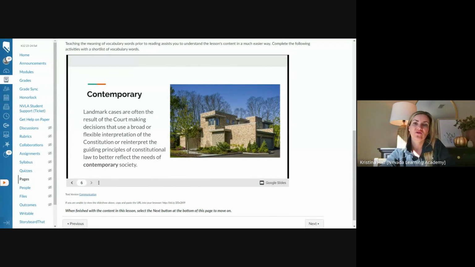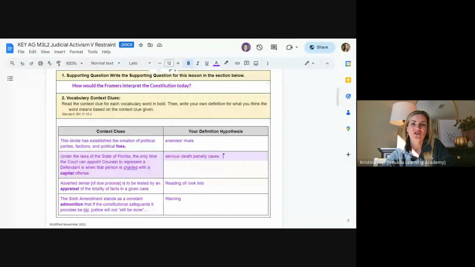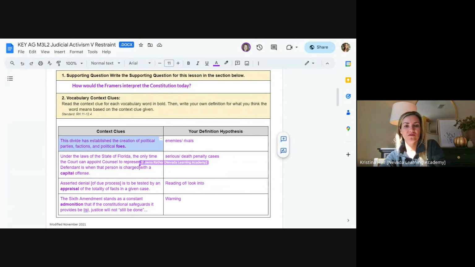All right, let's jump over to our notebook, and I'll put these in the chat. Okay, so foe, and that's to have enemies or rivals. And again, please stick with me. We're doing this pretty quick today because we are trying to get a little bit further than normal so that tomorrow we have more time to work on the Supreme Court case project.